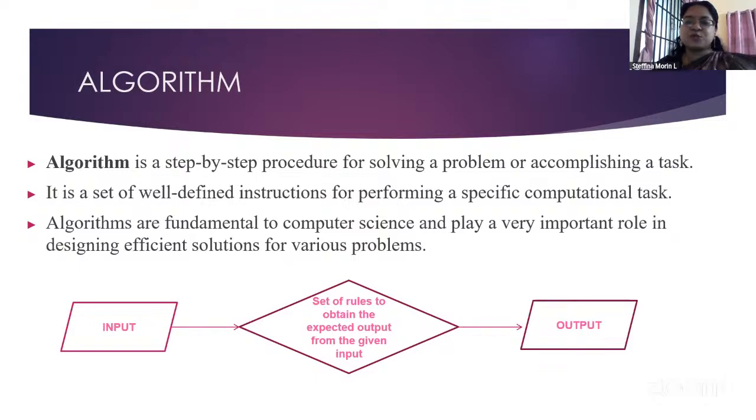Algorithm is a step-by-step procedure for solving a problem or accomplishing a task. It is a set of well-defined instructions for performing a specific computational task. Algorithms are fundamental to computer science and play a very important role in designing efficient solutions for various problems. In an algorithm, we have to specify what is your input and what is your output. If you know the expected output, then only we go for the process. The set of rules to obtain the expected output from the given input.